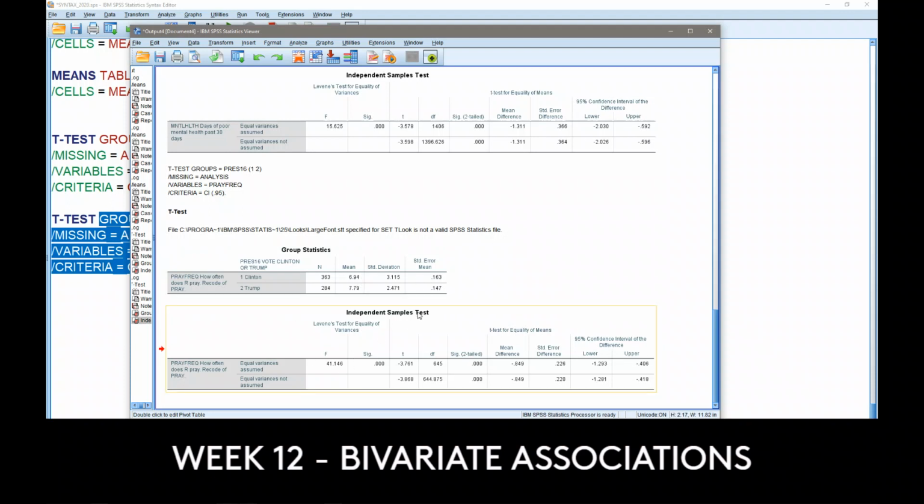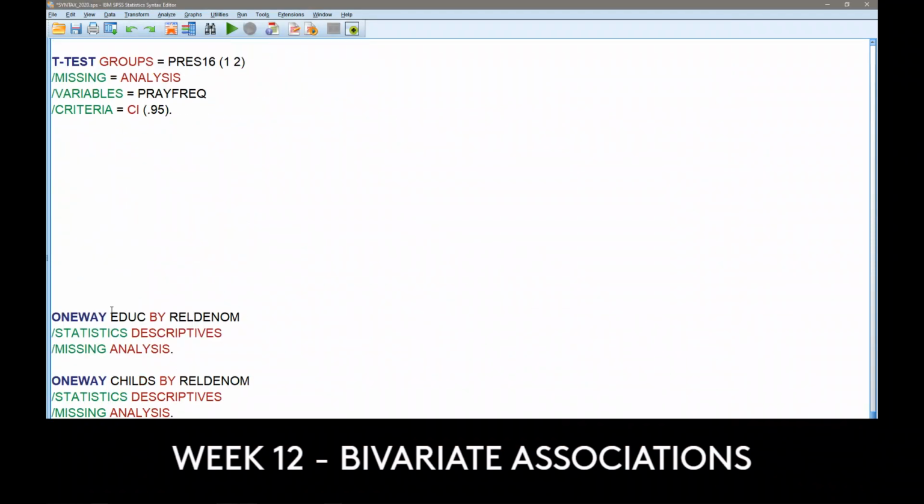So the next part is to look at the actual t-test output. Again, here is the F coefficient for the t-test, and here is a significance value. Again, this relationship is statistically significant at the 0.001 level, which means that the differences in prayer across Clinton and Trump supporters is statistically significant, and this effect is not occurring by chance. All right.